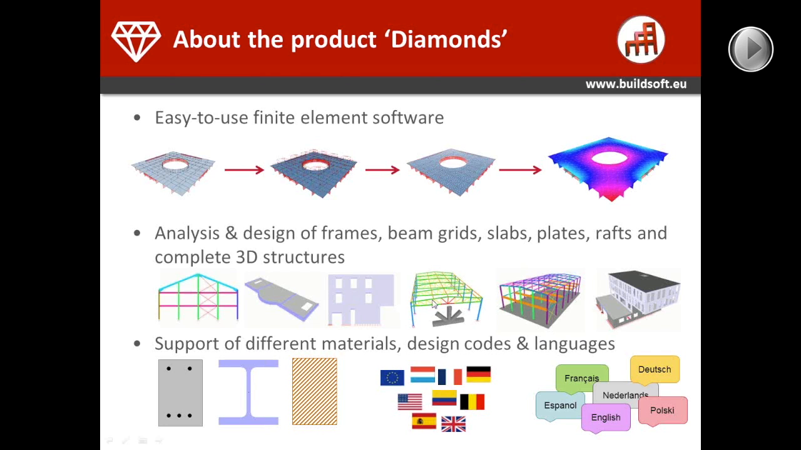With Diamonds, you can do the analysis and design of 2D frames, 3D frames, floor slabs, walls, plates, beam grids, and complete 3D structures in steel and in concrete. We support different materials. We have the design code Eurocode 2 for concrete, we have steel, we have timber, and not only Eurocode, but several design codes are implemented. We also have the possibility to choose between different languages.